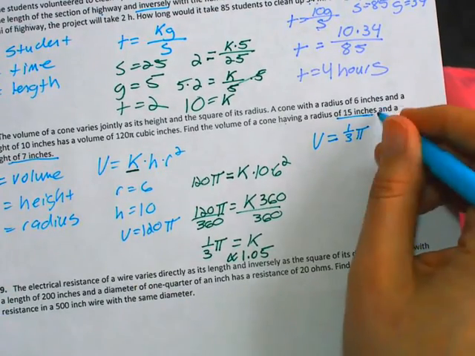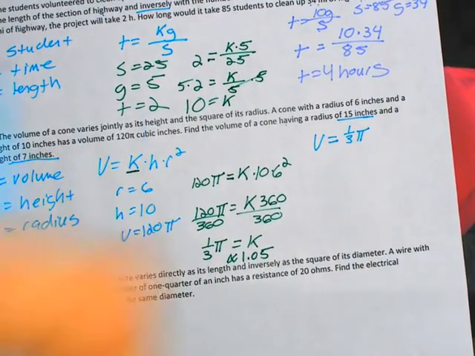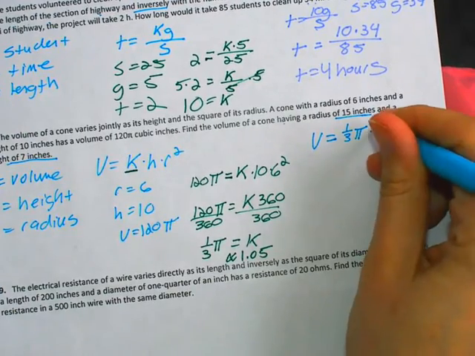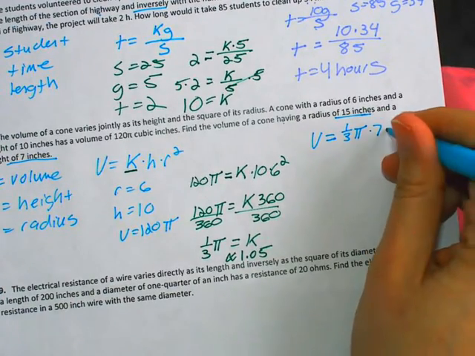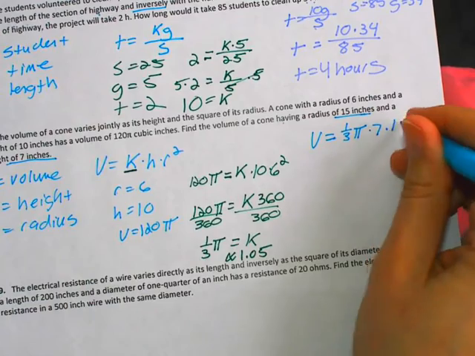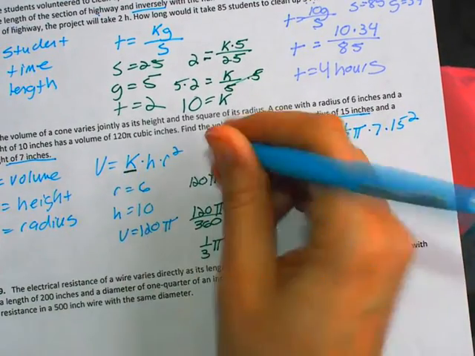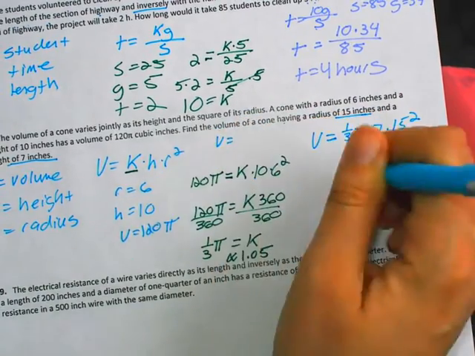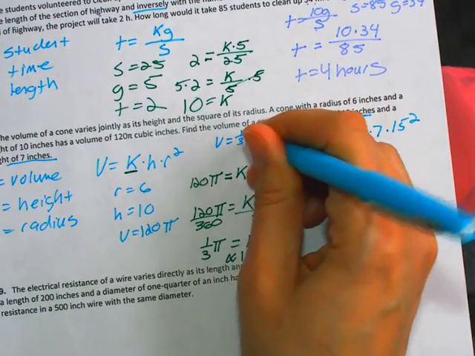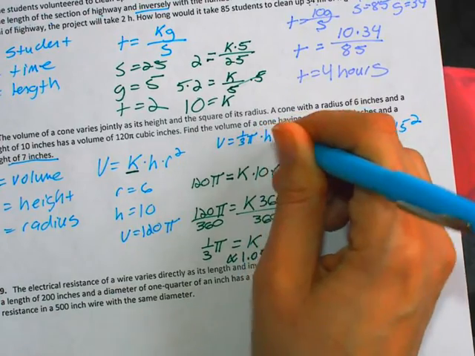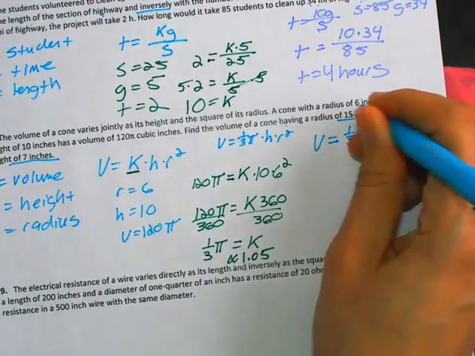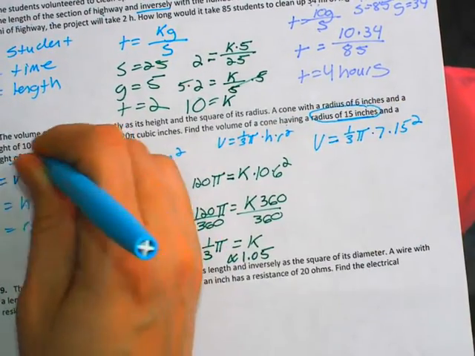So I have a height of 7, so I have times 7 times my radius squared. So all I did was take our equation here: volume equals, we know what K is, 1/3 pi times the height times the radius squared. And they gave me the radius, and then they gave me the height.